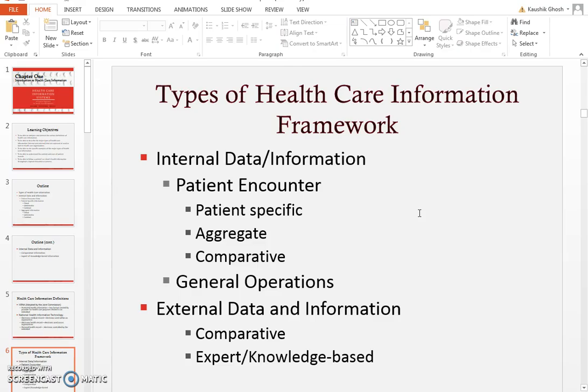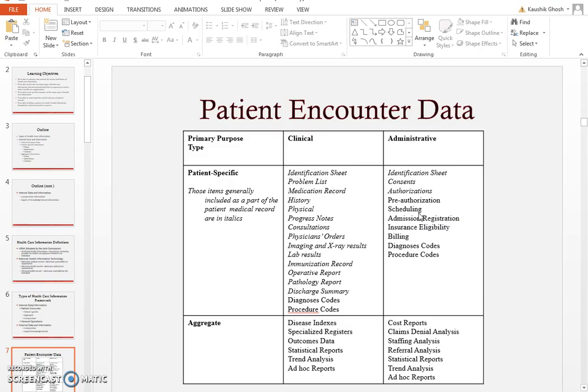One of the things you will notice in these videos is that I won't be explaining every content or every term in the videos. I will just talk about the highlights of the chapters, and that will allow you to understand what's really important versus what's not so important. Then patient encounter data can be clinical data or administrative data.